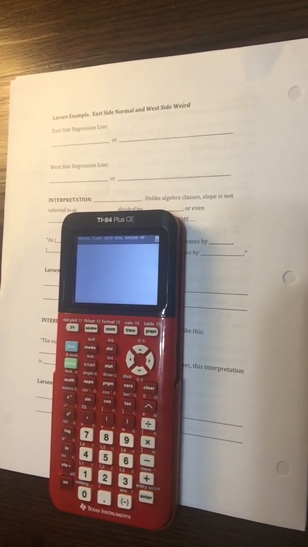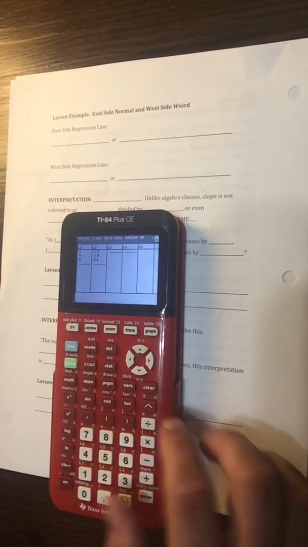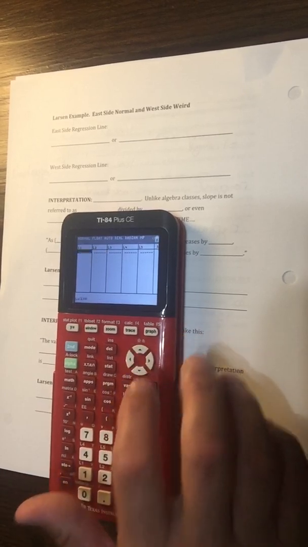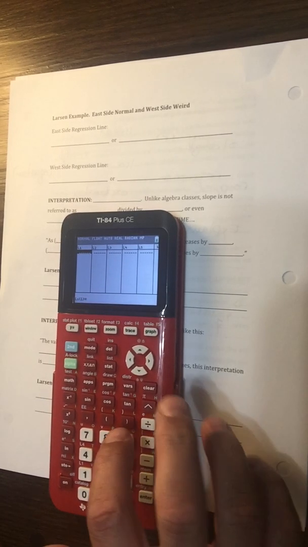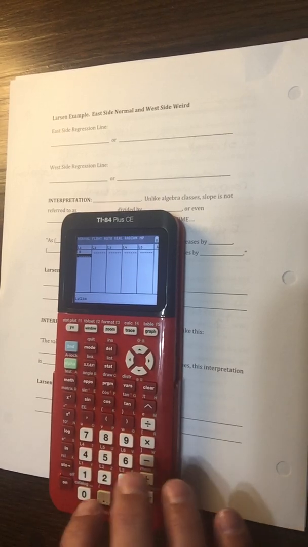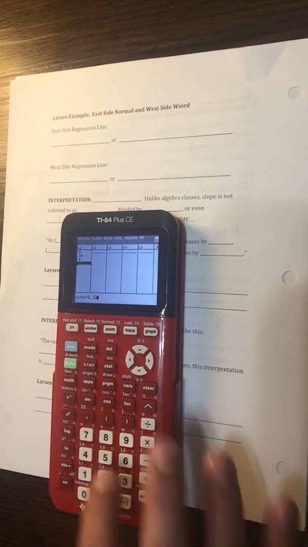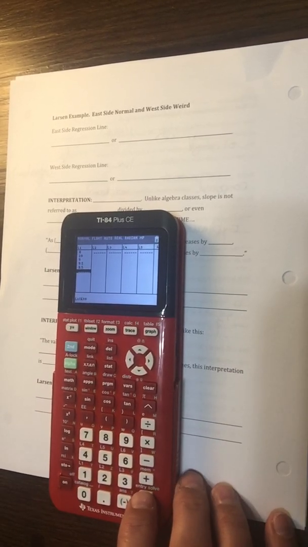So I've pulled up Canvas on my computer, and so I'm going to go to Stat and Edit, and I'm going to go up and hit Clear to get rid of that fake data that I just put in there. And so the first one I'm going to do is for the east side regression line. So east side, that was normal people. And so here are my x values: 8, 10, 9, 9.5, and 8.5 were the shoe sizes for the east side normal people.